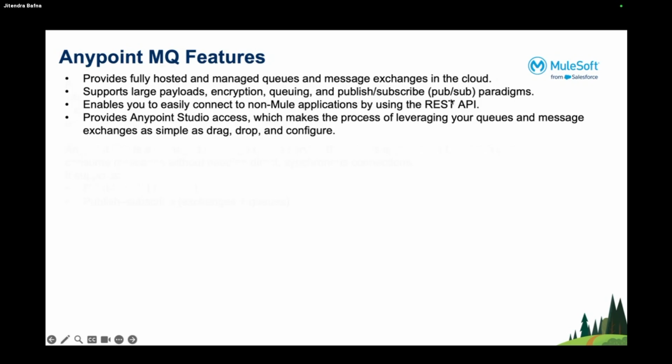Then queuing, publish and subscribe. I talked about that, it has the capability of publish and subscribe. It enables you to easily connect non-MuleSoft applications by using the REST API. Anypoint MQ provides a REST API, so it can be used by non-MuleSoft applications also. Any external application that wants to publish a message to the queue can use the REST API to publish, or to read the message from the queue. But for MuleSoft, you have an Anypoint connector. You can use that Anypoint connector to publish and subscribe to messages. It also provides Anypoint Studio access, which I already talked about.